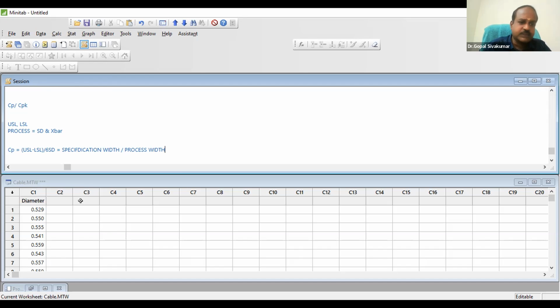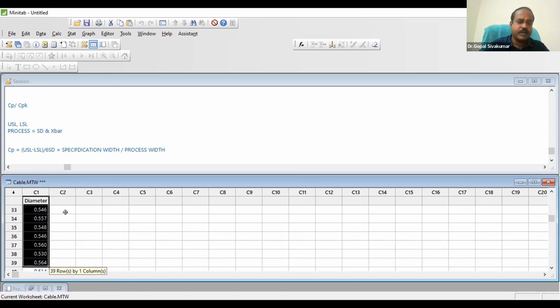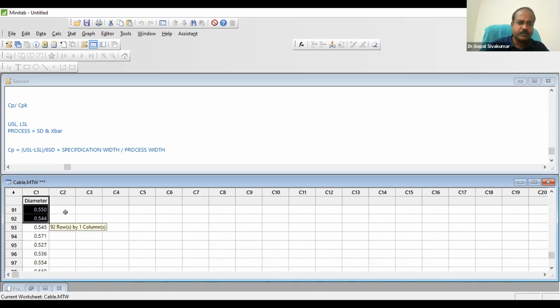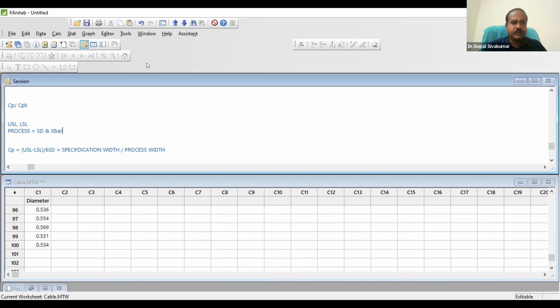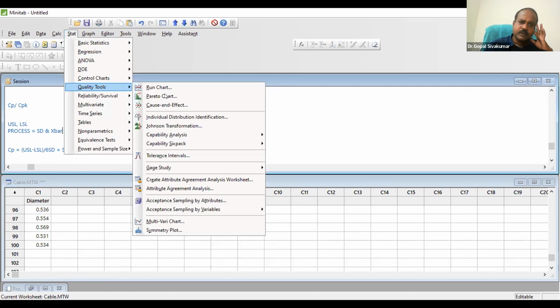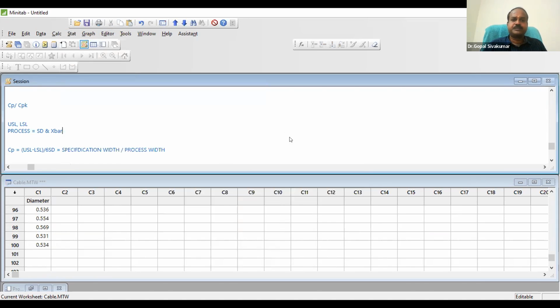So let us understand this with an example, right? Diameter is the data here. How many samples do you have? You see here, you have about 100 samples. Let me just understand the background of this. Capability analysis, normal.